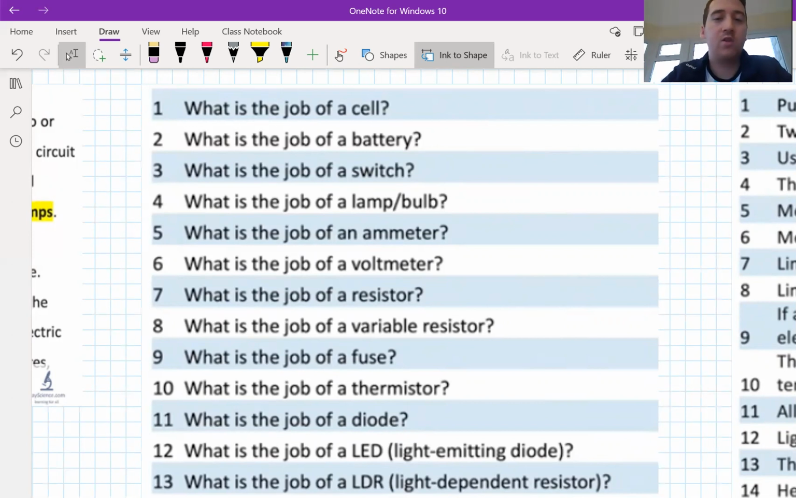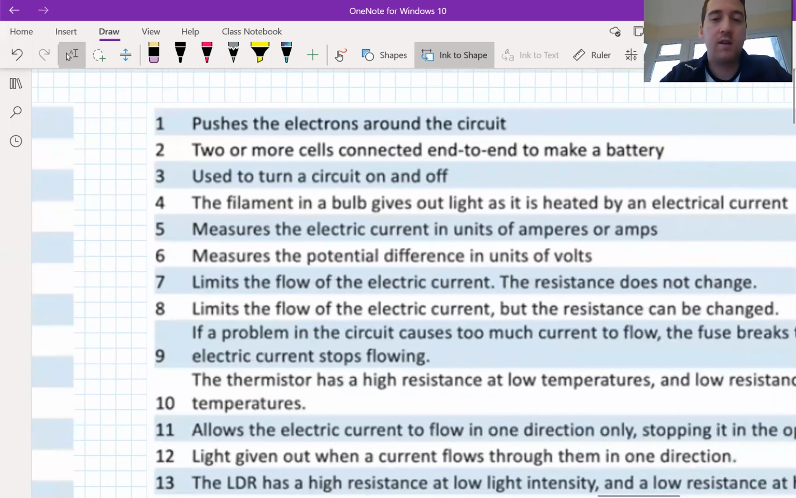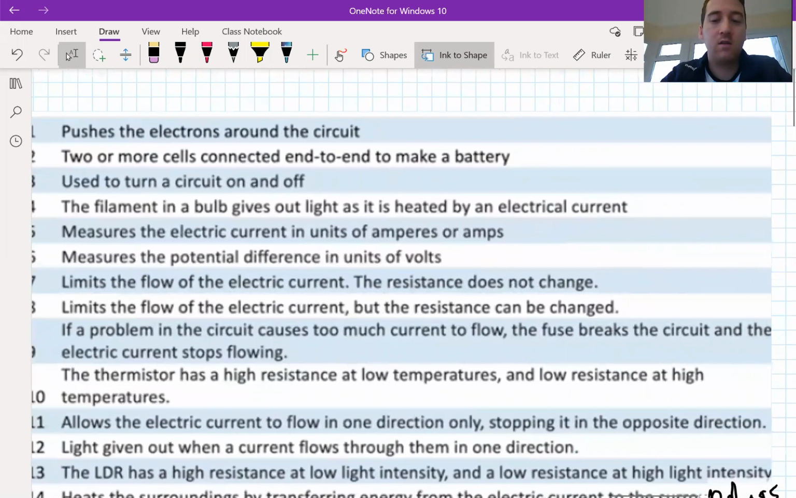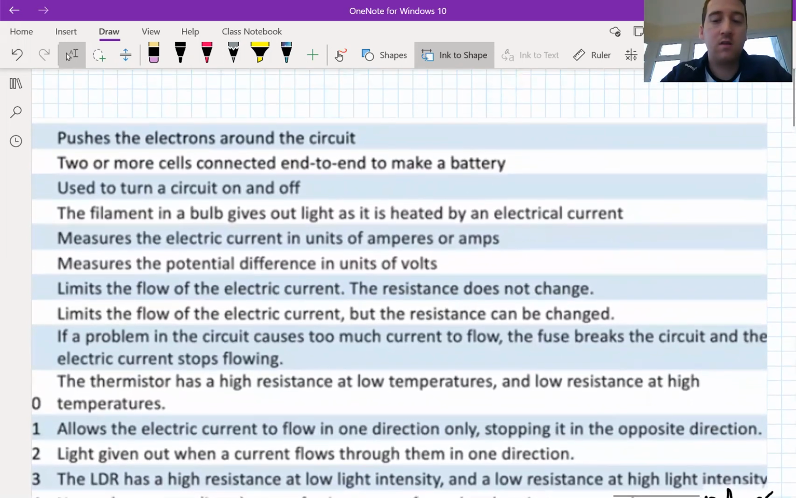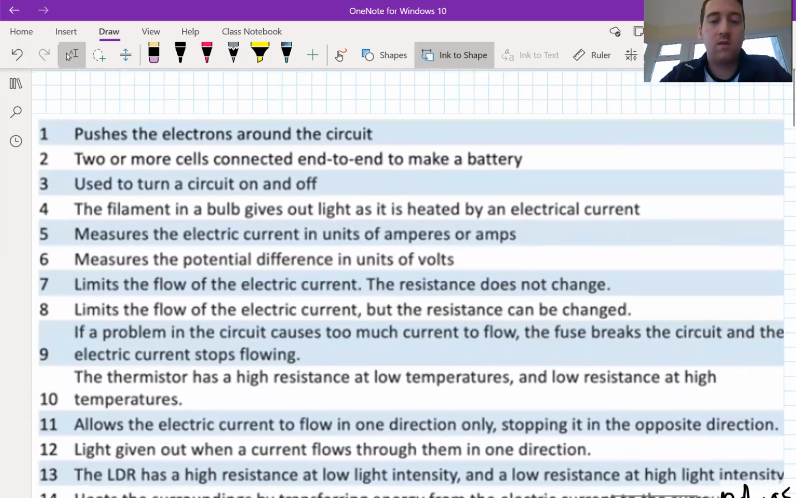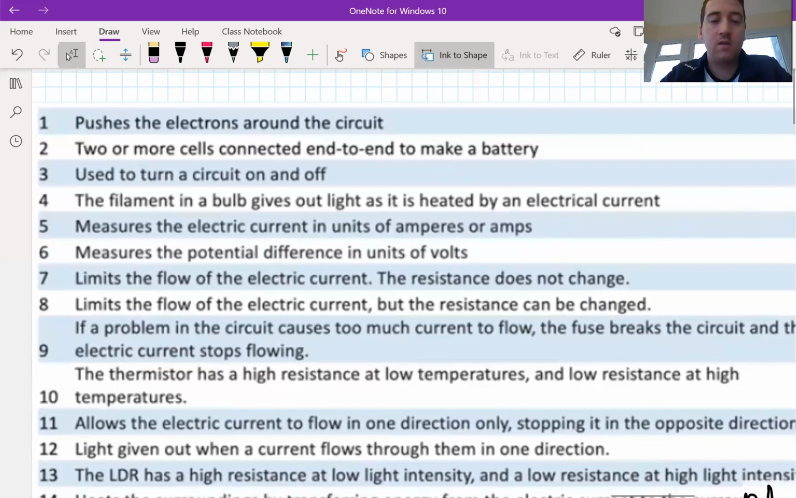Okay, and you should only be playing the video if you had a go at questions 1 to 13. And here are your answers. Questions 1 to 13. This is what you should have. Check your answers now, please. Sorry, just 1 to 13 there. You don't have to do number 14. Pause the video and make any corrections now, please.